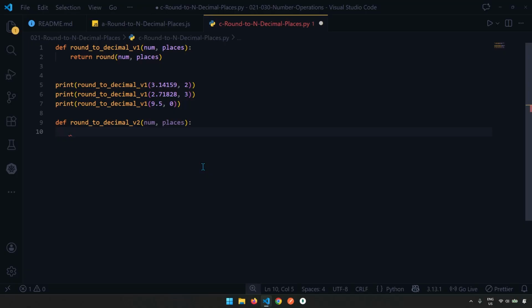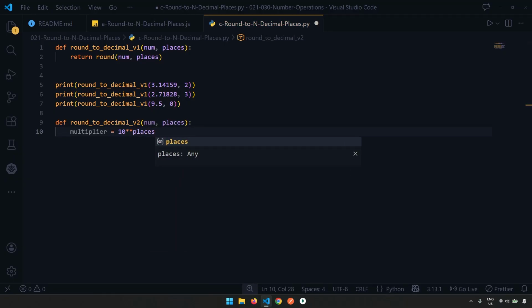All right, so how do you go about this? The first thing was we need to find multiplier. So I'm going to say multiplier is going to be 10, but this 10 is going to be raised to the power of whatever the places is. So if we have 2 places, we're going to raise it to the power of 2. That's going to be 100. And you already know this, so we really talked a lot about this. And if you're wondering, this double asterisk, this is called the exponentiation operator.